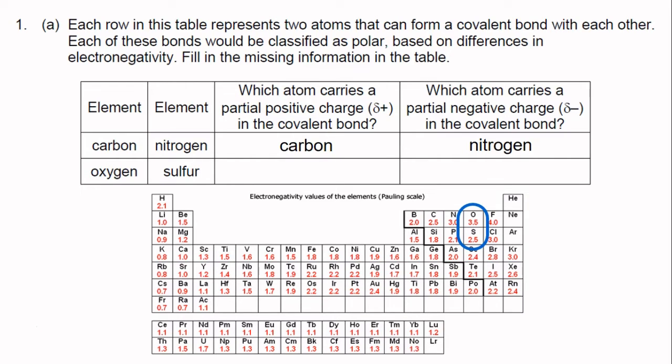With respect to oxygen and sulfur, they are in the same group. And since oxygen has a higher electronegativity than sulfur, oxygen would carry a partial negative charge, and sulfur would carry a partial positive charge. You don't need the actual electronegativity values to answer this question. You just need to know the periodic trends.